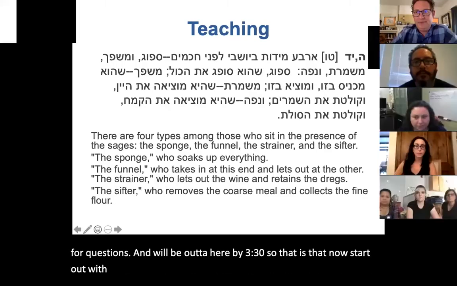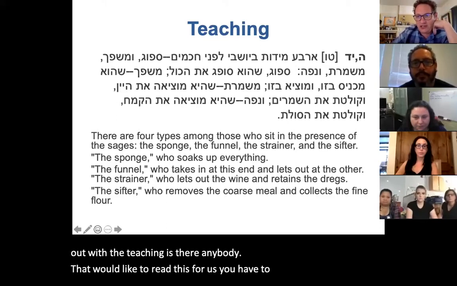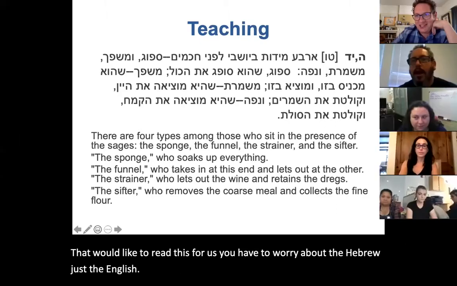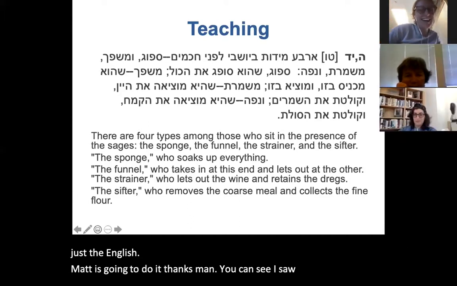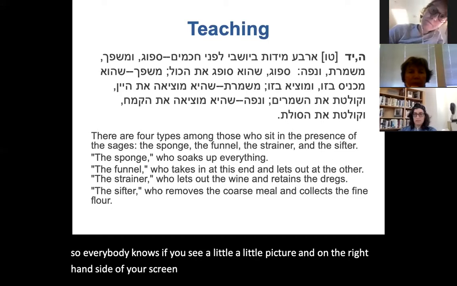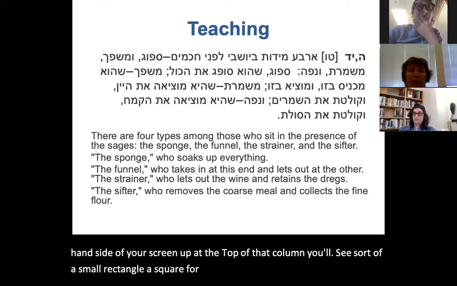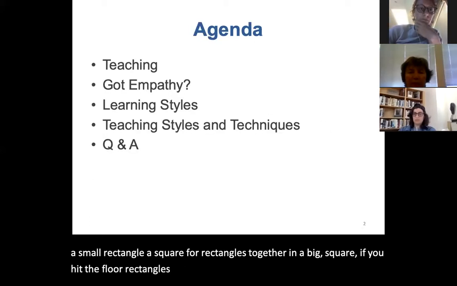Is there anybody that would like to read this for us? You don't have to worry about the Hebrew, just the English. Maddie's gonna. I can do. Oh, thanks, wow! Maddie. You can see. I can. I saw you. By the way, just so everybody knows, if you see a little picture on the right hand side of your screen, up at the top of that column, you'll see sort of a small rectangle, a square, 4 rectangles together, and a big square. If you hit the 4 rectangles together, it'll give you a little gallery view of everybody who's here. So that's how I saw Maddie.